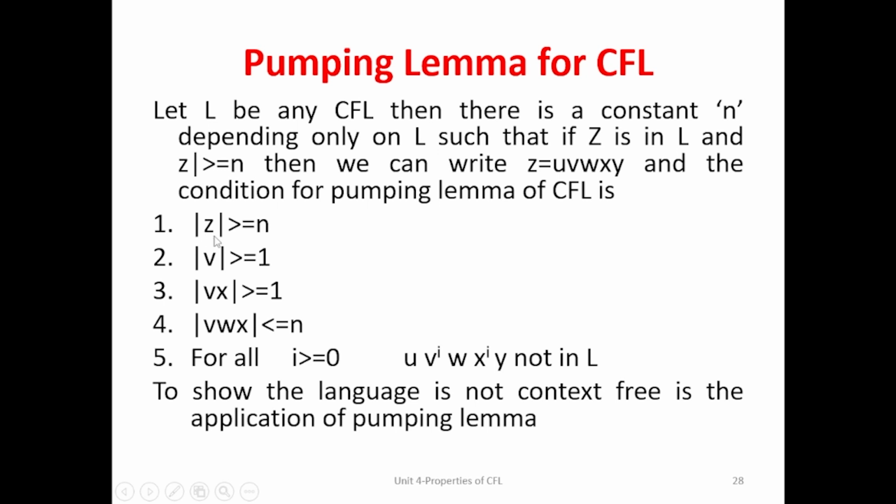First rule: mod Z should be greater than or equal to N. Second: mod V, where V is also a substring of Z, should be greater than or equal to 1, which means at least one symbol should be taken for the V substring. Third: mod VX should be greater than or equal to 1. And the fourth rule: mod VWX should be less than or equal to N.